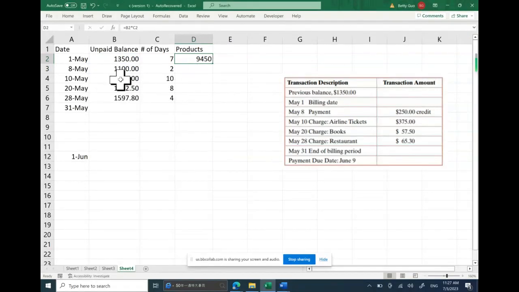And do the same thing for the second row, 1100 times 2. That one is convenient, right? 2200, right? And the next row is the same, 1475 times 10. That one is convenient as well. You're going to have $14,750. And this one is 1532 times 50 times 8. And the last row is the same thing.